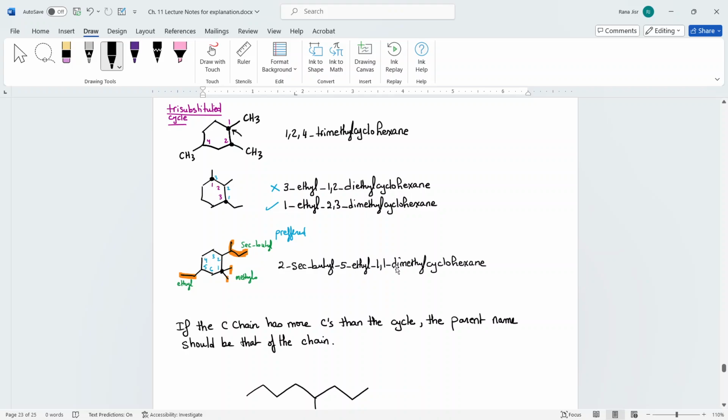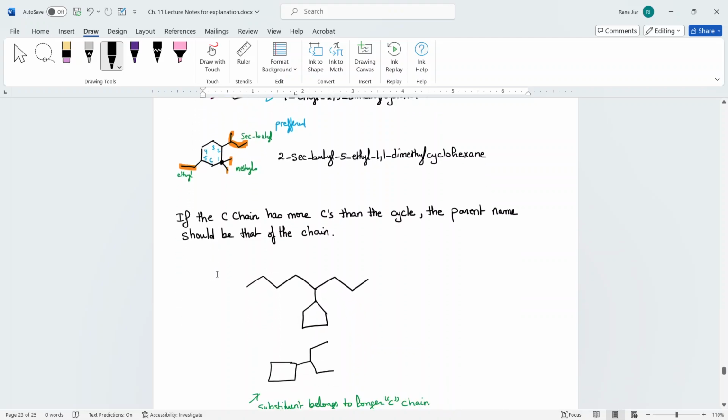Don't forget, the prefix is very important. If you drop the di, your name is going to be wrong. Even though everything is right, if you drop di, the name is wrong. And then it's going to be a cyclohexane.